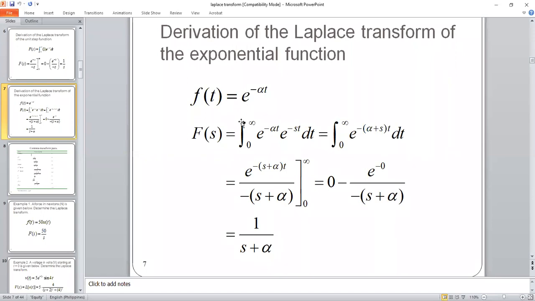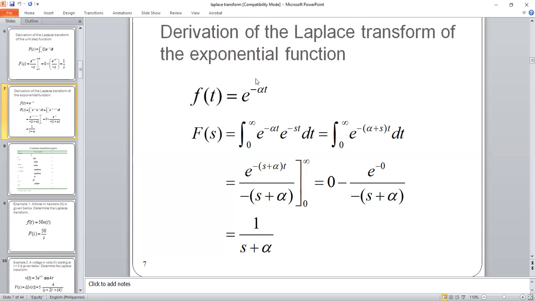Another formula whose Laplace transformation derivation was shown to you is e raised to negative alpha t. This is the exponential function, and this is its corresponding Laplace transformation. Again, you perform the product. When you have the product of two exponential expressions with the same base, you add the exponents and then apply the corresponding rule of integration. In this case, the Laplace transform of e raised to minus alpha t is just 1 over s plus alpha.